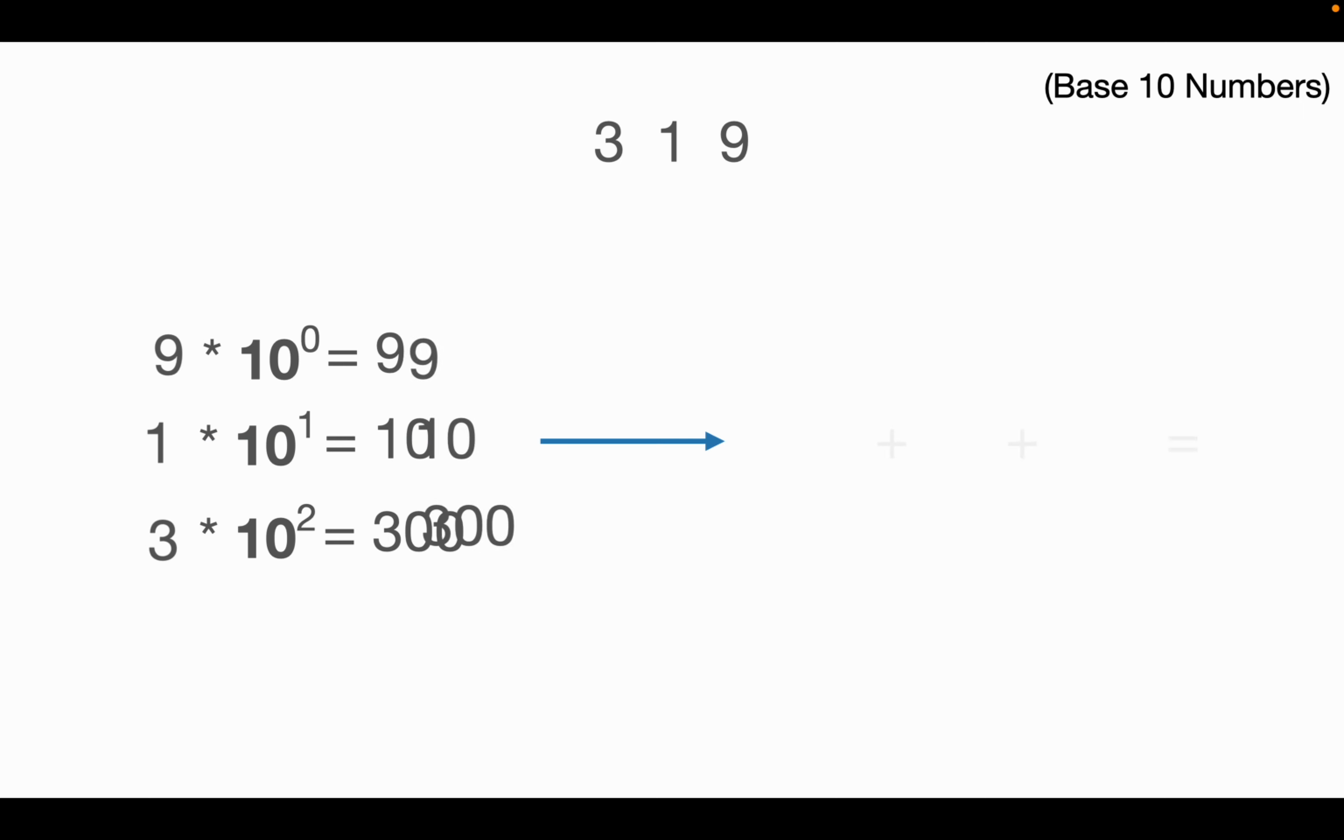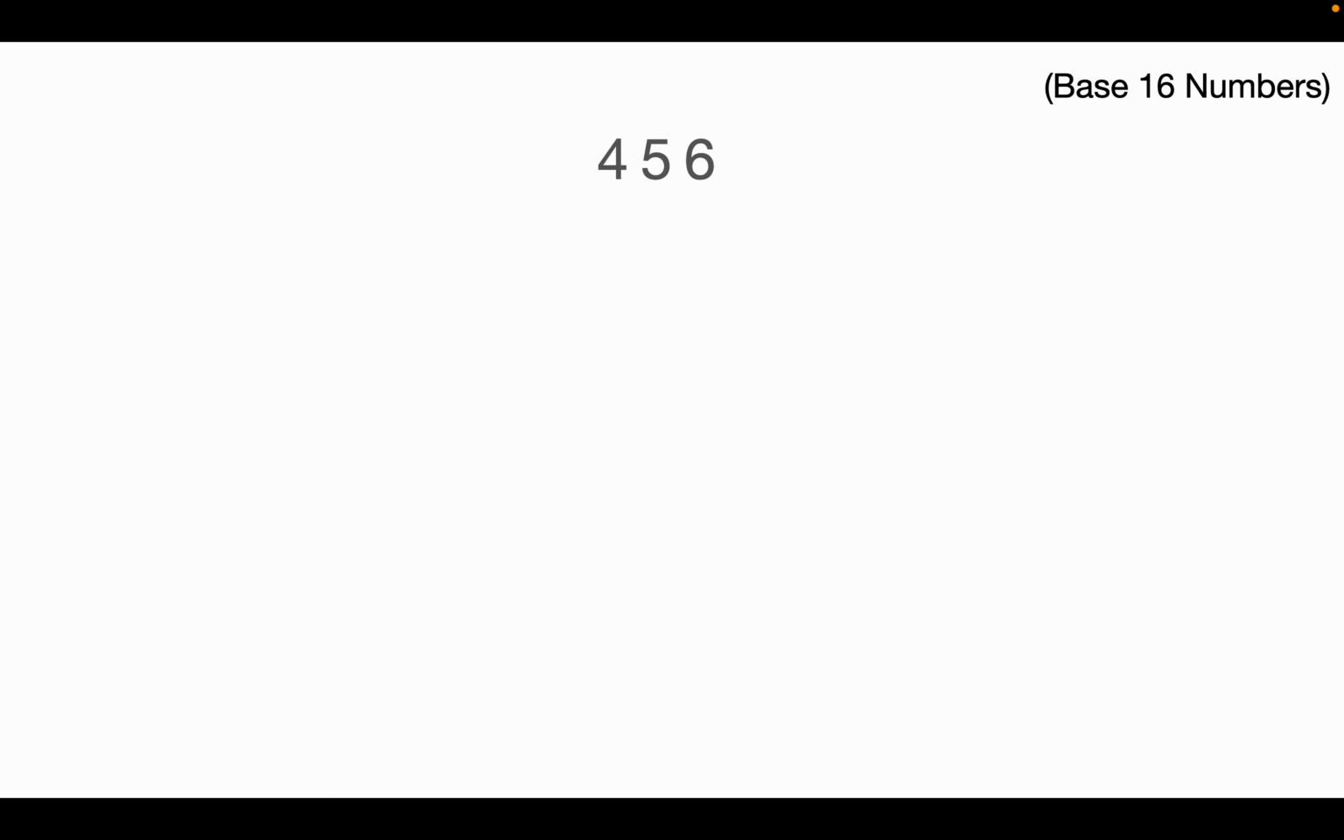And then we add them all together, which is 319, the exact same number. And this is called base 10 numbers. It's a number system that we all use, right? Now, similarly to these two, we have another numeric system called base 16 numbers, or so-called hexadecimal numbers. The way these work is just like before. We take each character and we multiply it by 16 to the power of its index.